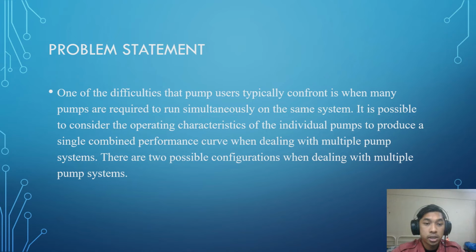Next is the problem statement of this experiment. One of the difficulties that pump users typically confront is when many pumps are required to run simultaneously on the same system. It is possible to consider the operating characteristics of the individual pumps to produce a single combined performance curve when dealing with a multiple pump system. There are two possible configurations when dealing with a multiple pump system.